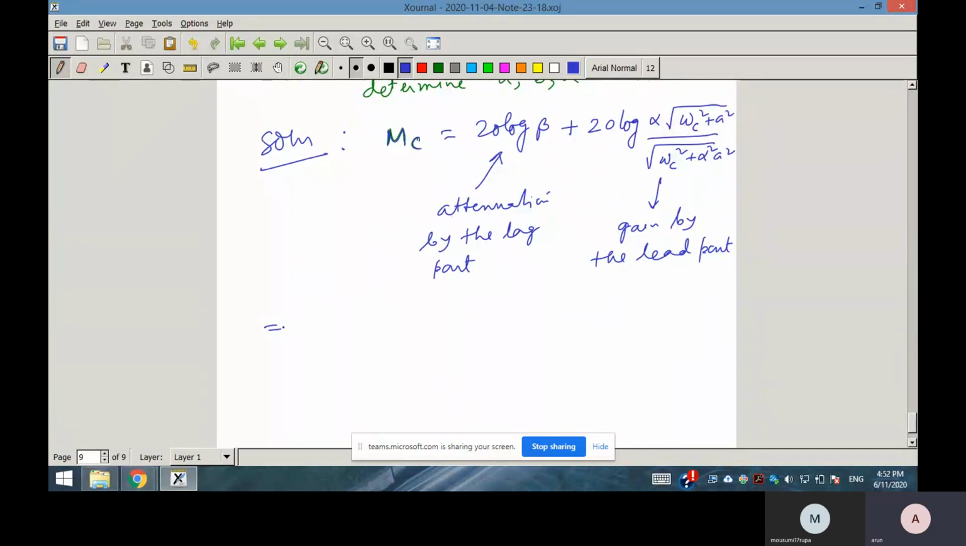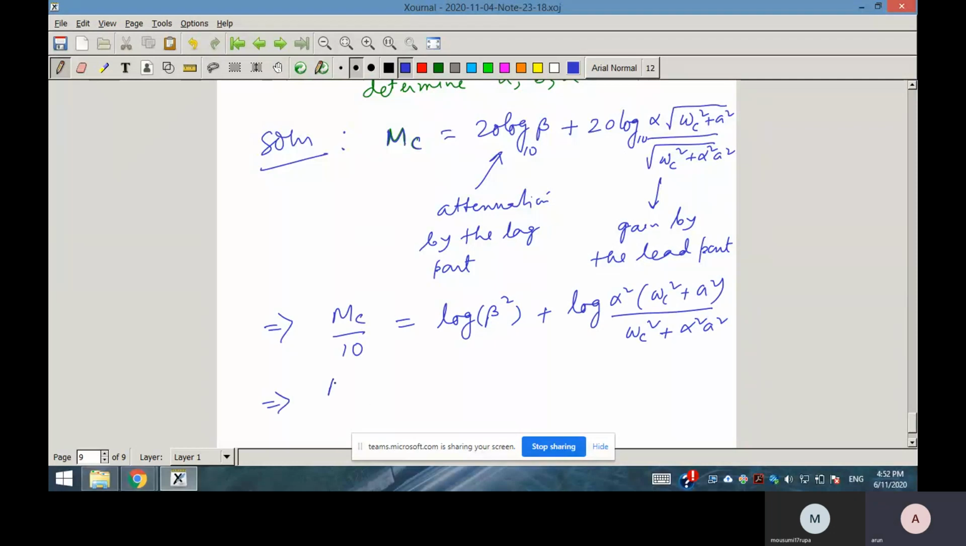So this you can write like that, from this MC by 10 equal to log of beta square, base 10. All these are base 10 that I am not writing. Beta square plus log of, you can write, so it will be 2 log alpha into this one. So 2, if you want to absorb here, it will be square. So it will be alpha square into omega c square plus a square divided by omega c square plus alpha square a square.